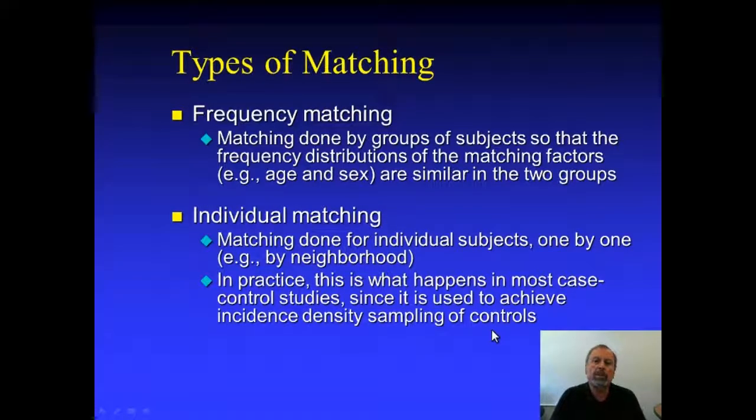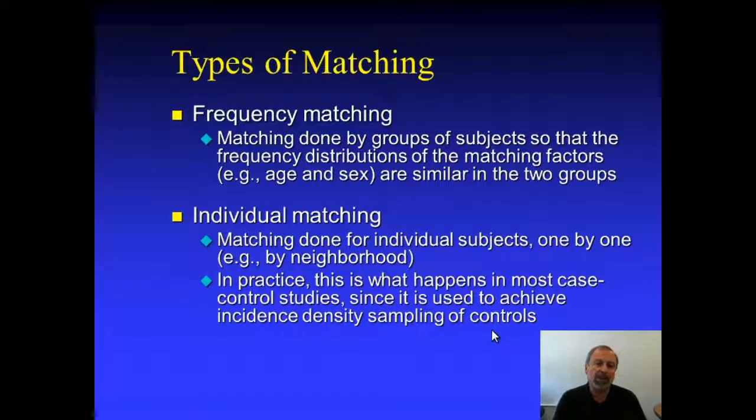Now there are two types of matching. One of them is called frequency matching, and this is where you make sure that overall the control group and the case group are similar in terms of the distribution of these matching factors. In other words, a similar proportion of males and females in both groups, and similar distributions of ages in both groups, but the individuals in the two groups are not in any way linked.